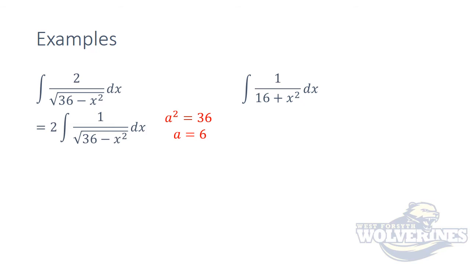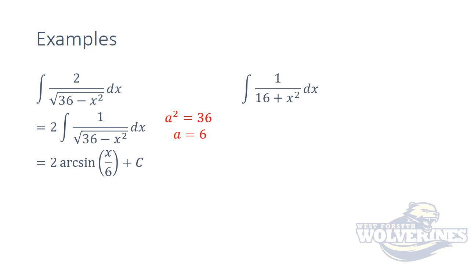We've got 1 over root a squared minus x squared. So now we can just say the 2 that was already in the front times arcsine of x over 6 plus a constant. It's simple enough. You just have to figure out what a squared is and what that makes a, and then just put that underneath x if it's an arcsine. Also put it in the denominator if it's in front of arctangent or arcsecant only.